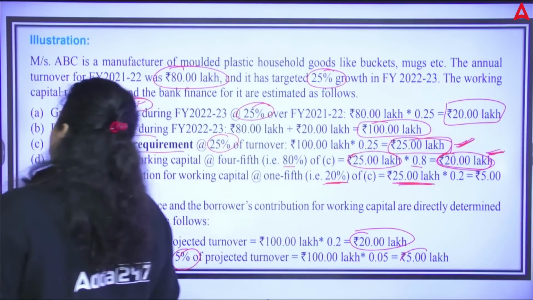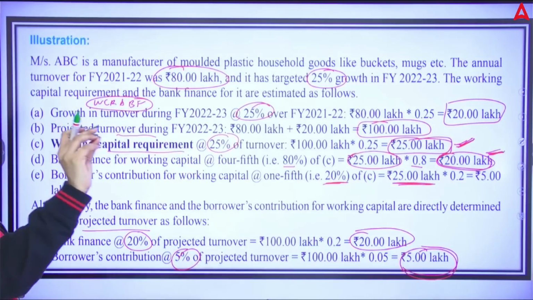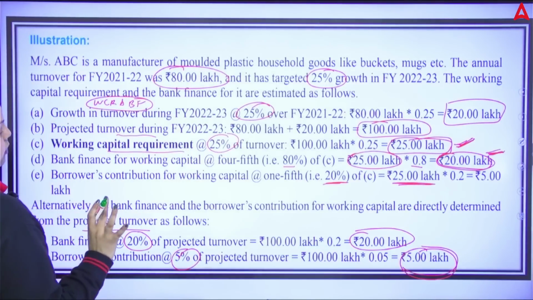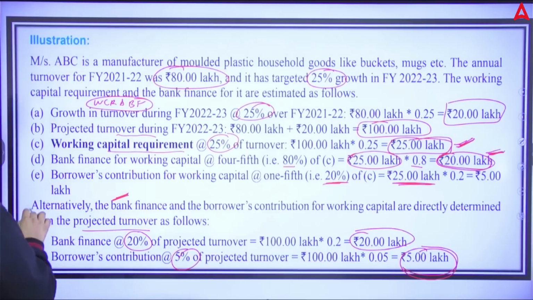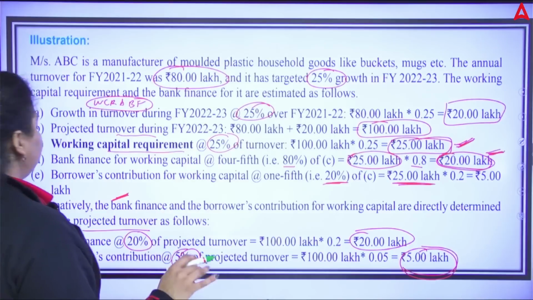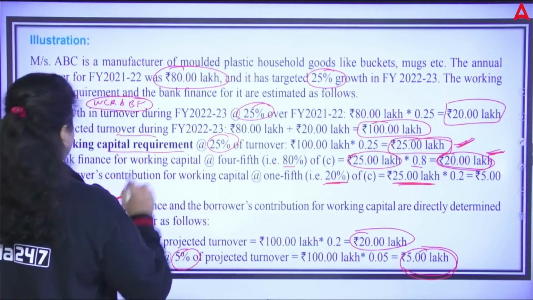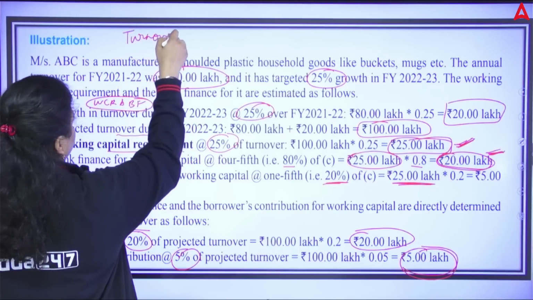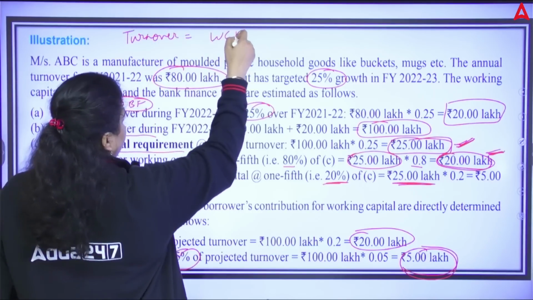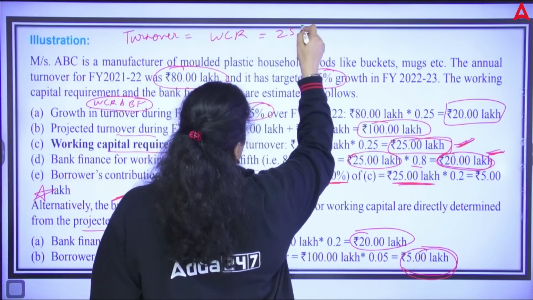And I would say if the question asks to calculate the bank finance, borrower's contribution or working capital, go with the turnover method. Always follow this method because it is very simple. I have explained already what we have to do: calculate the total capital. In the turnover method, the working capital requirement is 25% of your turnover.